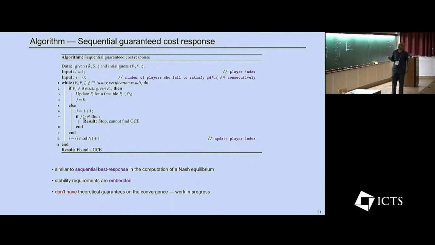Okay. This is in principle similar to a sequential best response, but here one difference is the stability requirement is embedded at every step because of the Lyapunov inequality that is a part of non-emptiness of the guaranteed cost response. At the moment, we don't have theoretical guarantees of convergence, so this is currently work in progress.